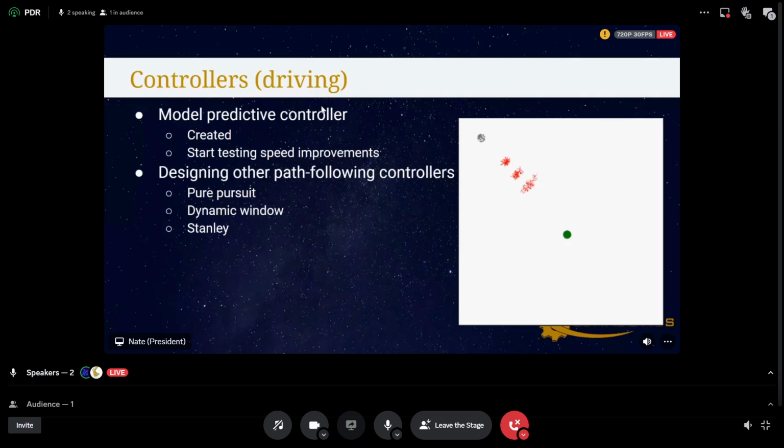For the controllers part, the Model Predictive Controller group has created their baseline. You can see the GIF going. We're ready to start testing speed improvements, maybe some other improvements. And some people might start looking into other path following controllers, so Pure Pursuit, Dynamic Window, Stanley maybe. It depends on who wants to look into what, and we'll evaluate to see which one is the most accurate and then the fastest for computation.